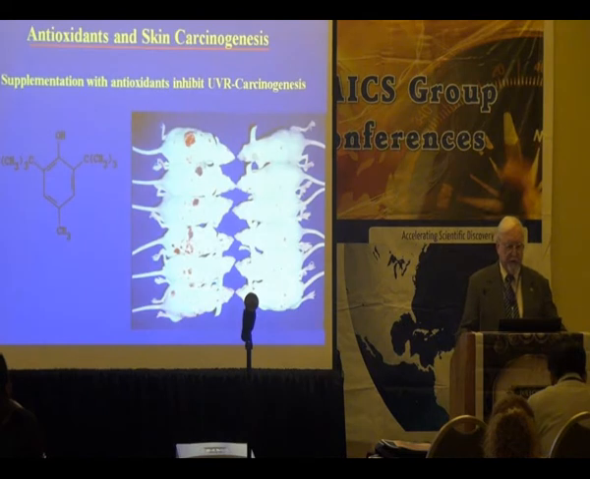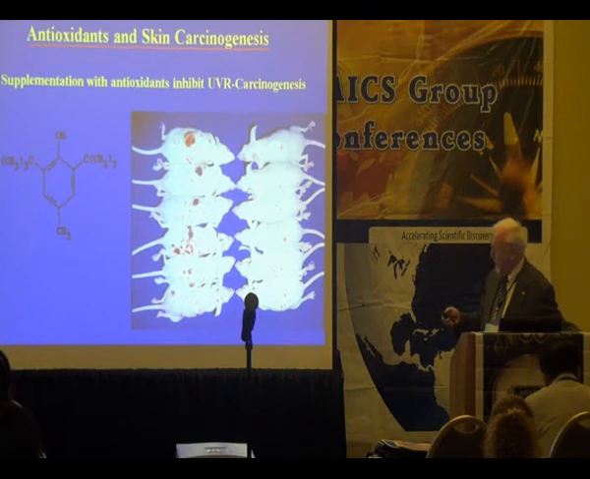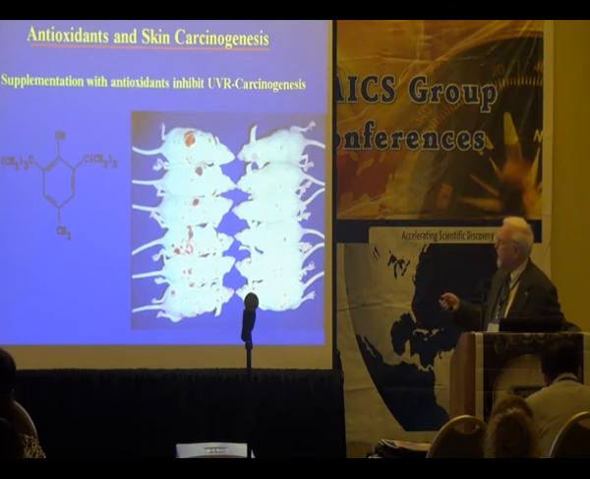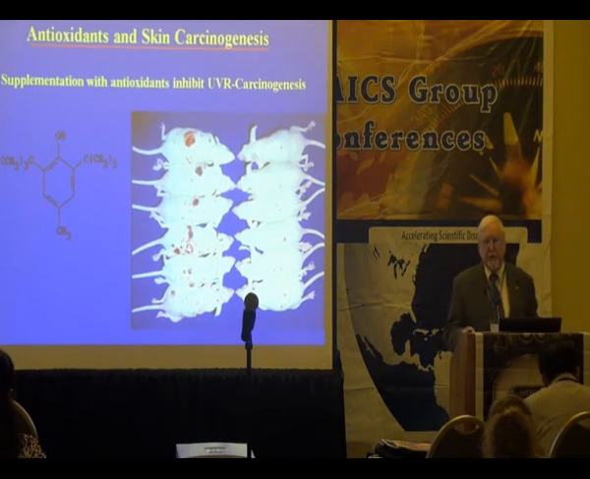And I think you might have seen this yesterday, but this is the effect of one antioxidant. It happens to be butylated hydroxytoluene on UV carcinogenesis. These animals were not supplemented. These animals were supplemented in their diet with this antioxidant. So we know that we can protect then against UV carcinogenesis with some antioxidants.